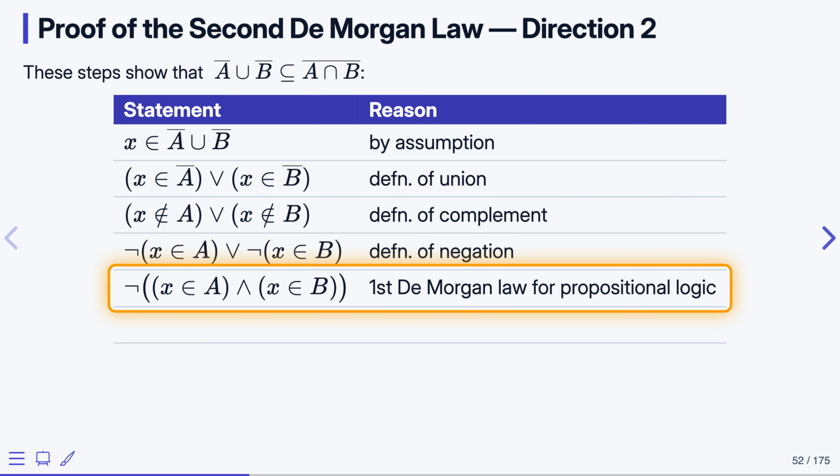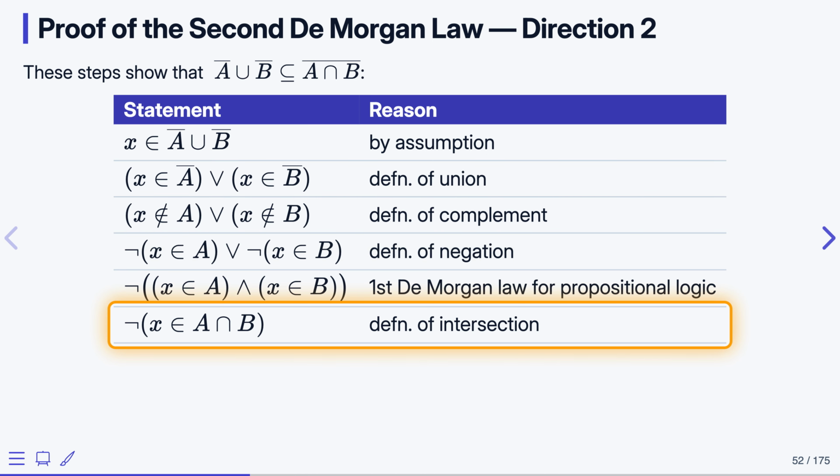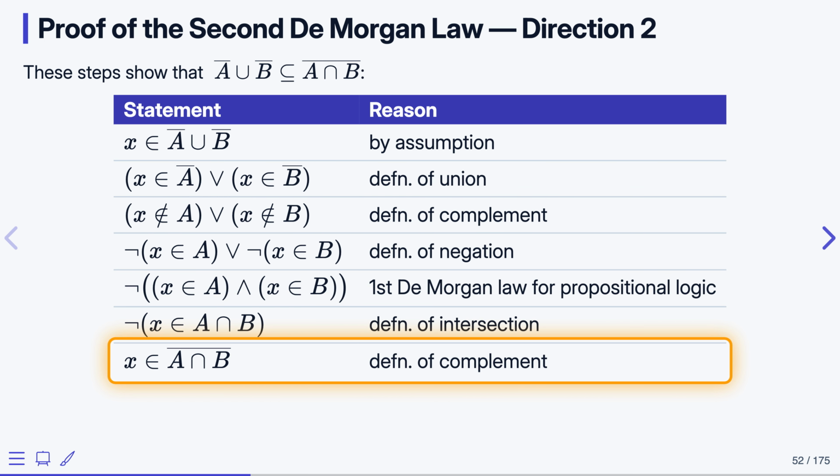Now we use the first De Morgan law for propositional logic in reverse. It turns not A or not B into not, in brackets, A and B. By the definition of intersection, x in A and x in B is the same as x in A intersect B, so we now have not x in A intersect B. Finally, by the definition of complement, that says x is in the complement of A intersect B. Both directions are proved, so the two sets are equal.